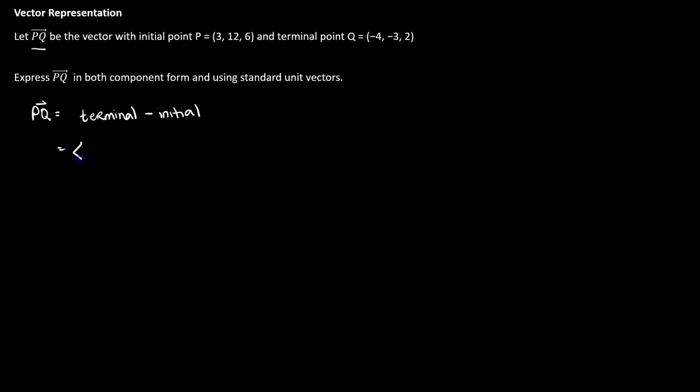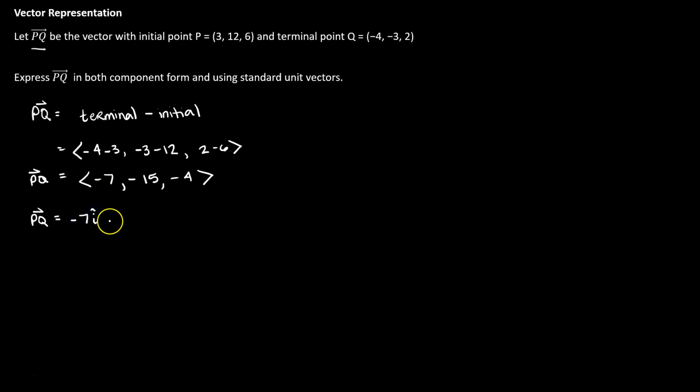So for the x components, we will have -4 minus 3. For the y components, -3 minus 12. And for the z components, 2 minus 6. We can simplify that. So our final version of PQ in component form is -7, -15, -4. And if we'd like to write that in the standard unit vector form using the linear combination of standard unit vectors, we just take the component and slap it on one of the unit vectors that corresponds to that component.